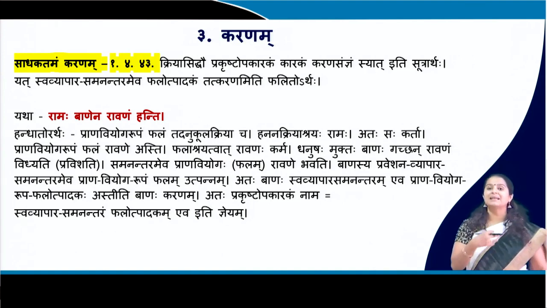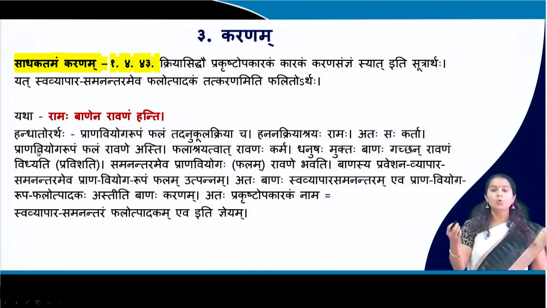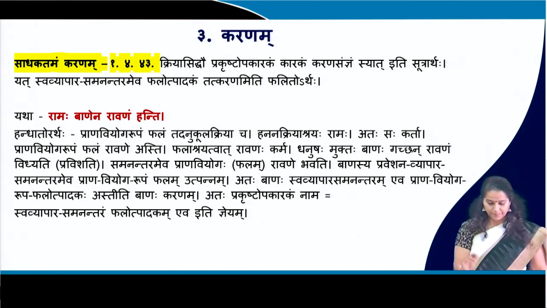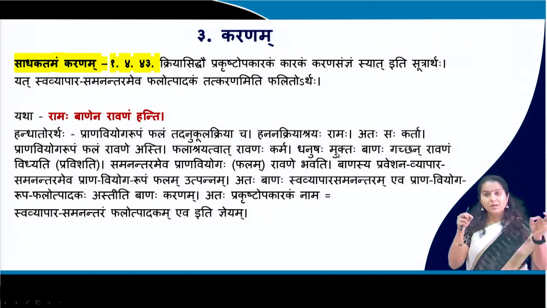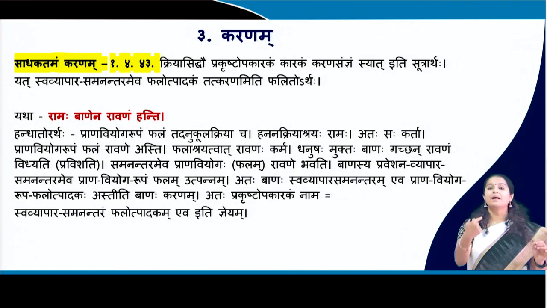Now, Hanana Kriyashrayah Ramaha. In whom is that action taking place? That action of the killing is being done by Rama. Ataha Hanana Kriyashrayah Ramaha. Ataha Saha Karta. Therefore, he is the actor. Prana Viyoga Rupam Phalam. So, where is that result that is taking place? In whom is that life leaving? Ravane Asti. It is in Ravana. Phalashrayatvat, because of the Phalashraya, he is the person in whom that fruit is taking place. Ravanaha Karma. Next, Dhanushaha Muktaha Banaha Gachan Ravanam Vidhyati Pravishati Samanantaram eva Pranaviyoga Rupam Phalam Ravane Bhavati.